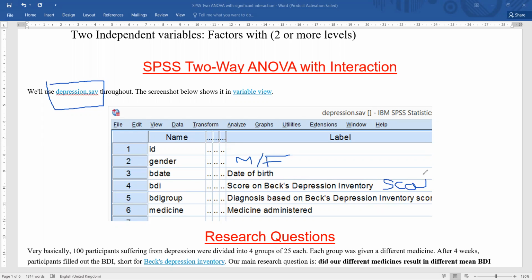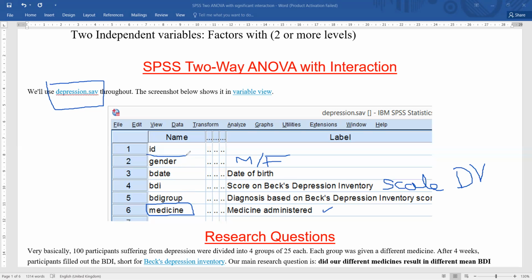So this is our dependent variable, the scale variable. We have to analyze the depression level of the participants, and we want to analyze it with the BDI groups. BDI groups are diagnosis based on the depression inventory score. Another variable is medicine administered, which medicine is used to control the depression. Two variables are used here. One is the medicine. This is the factor variable which is used to analyze this two-way ANOVA.